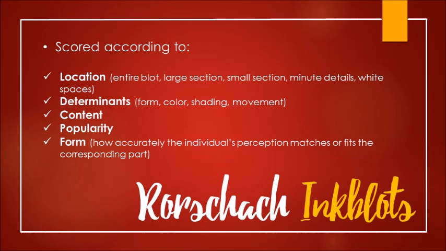Responses are also scored according to content, so what they actually see. Did they see a figure of an animal, or a human, or something else? It can also be scored according to popularity. So there are responses that are common among different test takers. So these are the more popular responses. But then there are also others who would see entirely different images in these ink dots. And finally, it can also be scored according to form, or how accurately the individual's perception matches or fits the corresponding part.